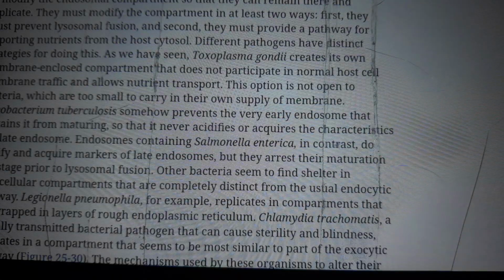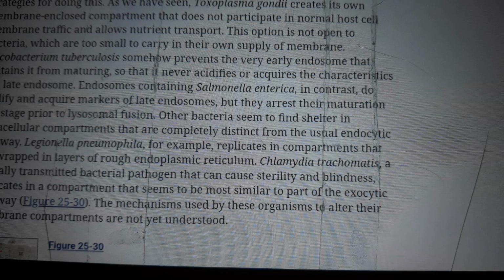By far the most common strategy used by intracellular bacteria and parasites is to modify the endosomal compartment so that they can remain there and replicate. They must modify the compartment in at least two ways. First, they must prevent lysosomal fusion, and second, they must provide a pathway for importing nutrients from the host cytosol. Different pathogens have distinct strategies for doing this.